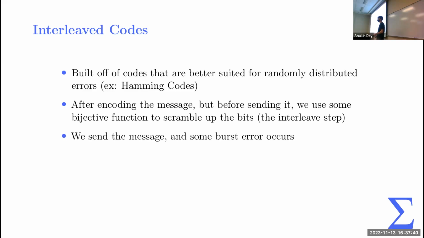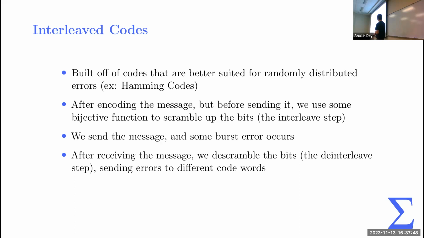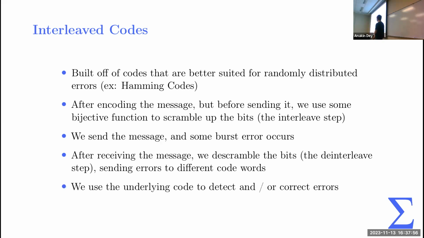Then we send the message, and a burst error occurs. So one or a few of our code words have errors in them, but then we descramble the bits, we de-interleave, and we send those errors to different code words, and now we're going to be able to correct those errors.